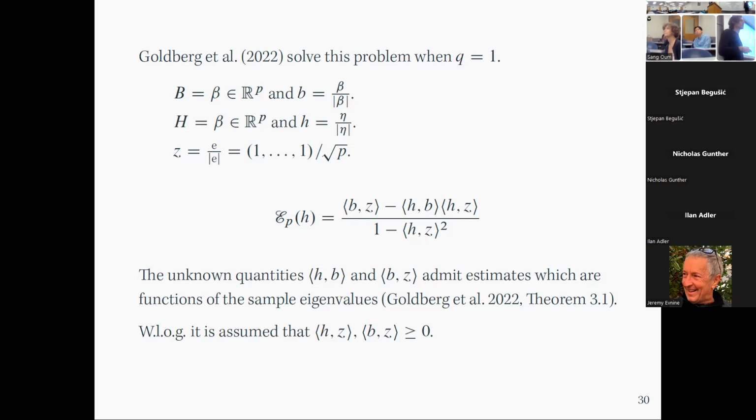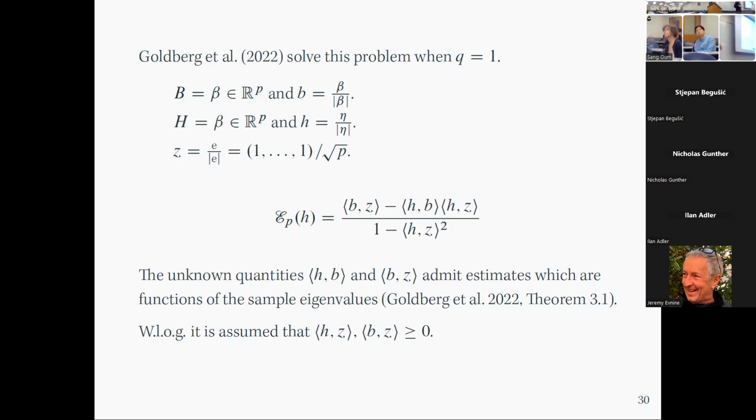The little b is the normalized, the population eigenvector. So little b is a unit length vector, and that's going to be the population eigenvector. And the little h is going to be the sample eigenvector. Apologies for the typo, the second beta should be an eta. And the z and the e are still all the same. Z is the same thing as e, but normalized to have unit length.